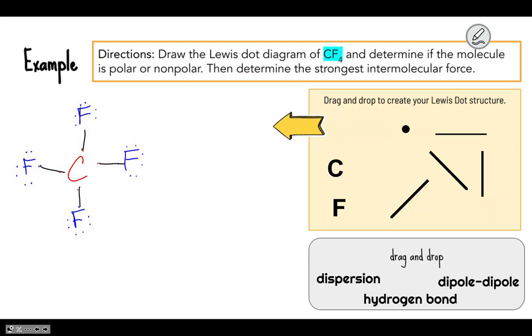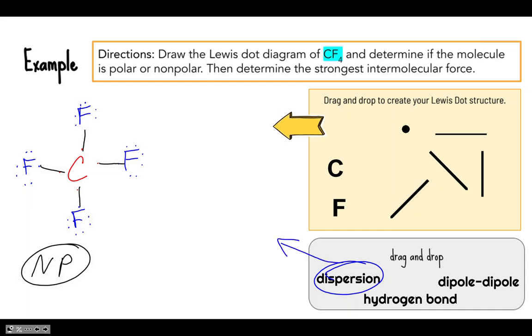Is that polar or nonpolar? No lone pairs on the central atom. Are the outside atoms all the same? Yeah, so this one's nonpolar. So, nonpolar means which is the only force it's going to have? Dispersion. So this one's dispersion. Okay? Because it's nonpolar. Dispersion.